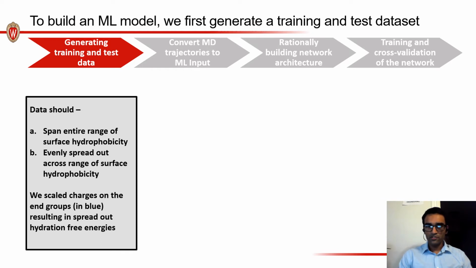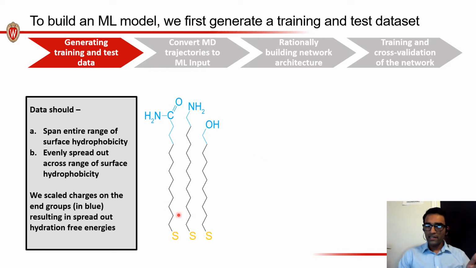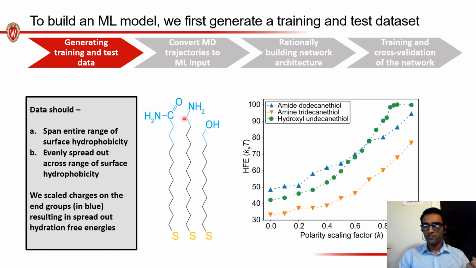So what we did was, we took a set of different molecules. We built self-assembled monolayers from these molecules, and these are long carbon backbone ligands with amide, amine, and hydroxyl end groups. And then we scaled the charges on these end groups shown in blue to vary the polarity of the surface and in turn the hydrophobicity of the surface.